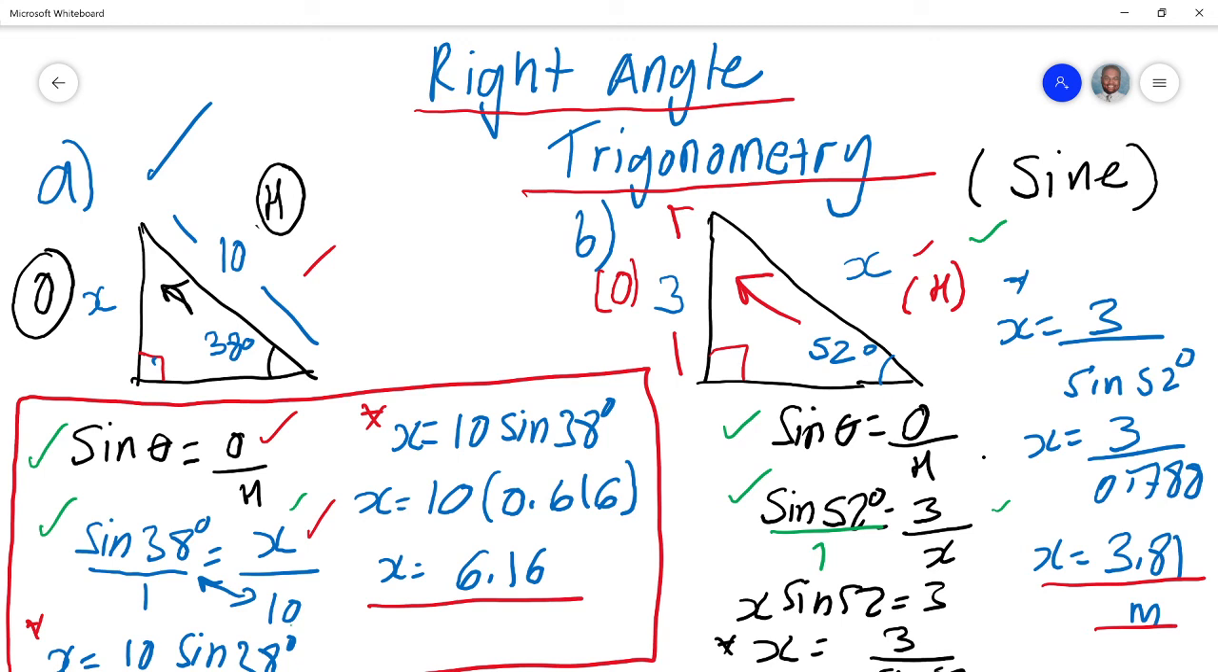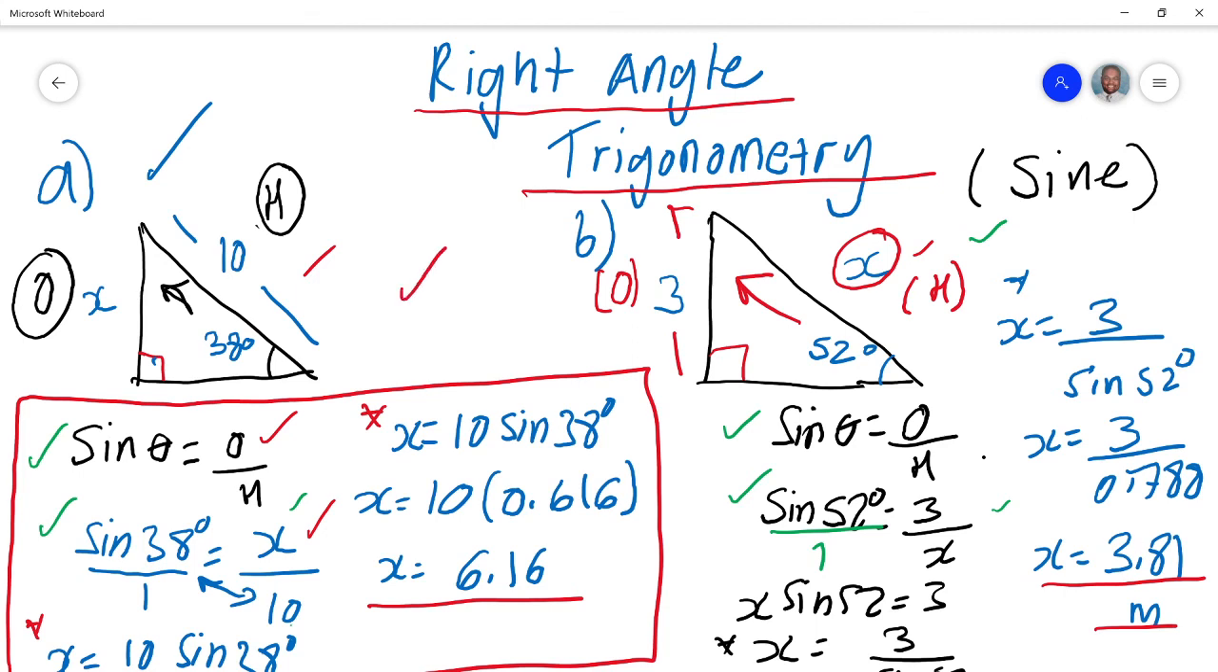So you have to remember that A and B both use the sine ratio. However, the final answer is worked out slightly differently. In B, your x was your hypotenuse, as you can see, we worked that out. Then what we need to do is divide. So it's going to be 3 divided by sine 52, because x is your denominator. We need to work out your denominator. So when you're finding your denominator, you need to divide. It's 3 divided by sine 52.